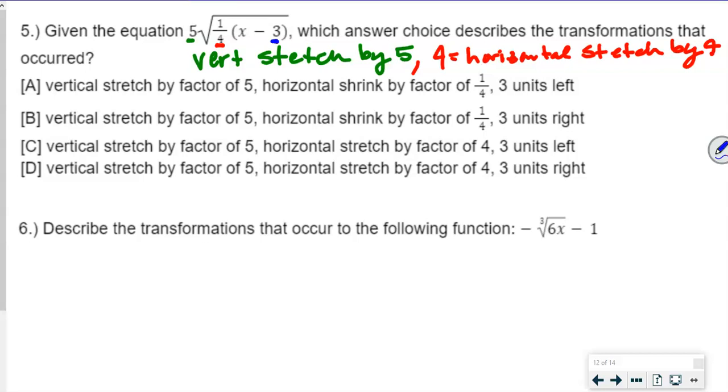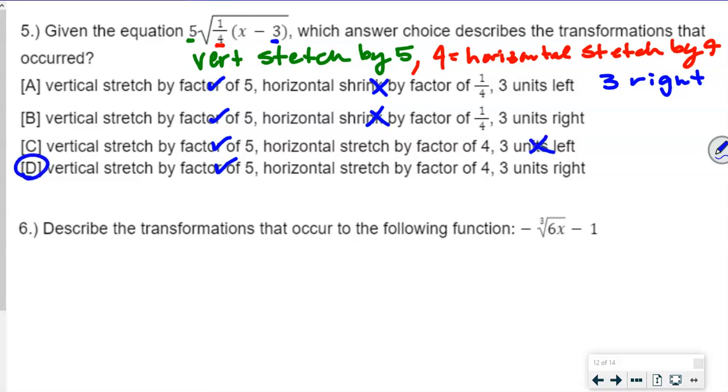And then what about that minus 3 right here? So what's that going to tell us? Isn't that going to be 3 what? Right. Remember, it's always opposite because it's a positive 3, okay? So then where it says which answer choices describe the transformations that occurred. So vertical stretch of a factor of 5, yes. Vertical stretch, so all of these are true. Then it says a horizontal shrink by a factor of 1/4. No, that's not true, right? Okay, then it says 3. So we're looking at the last two statements down here for C and D, right? So 3 left or 3 right? No, it's 3 right. So our answer was D, okay?